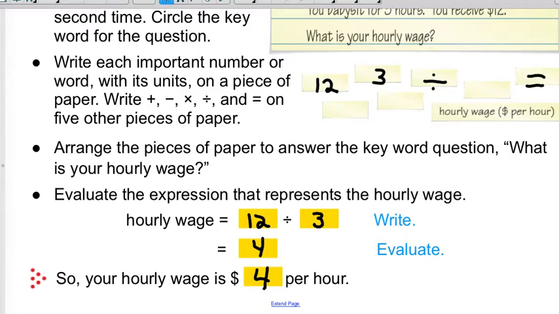So on your paper now, on page 57, there are these same blanks that I just filled in because I got the same paper that you do. And so now you need to fill in the different steps on your paper.